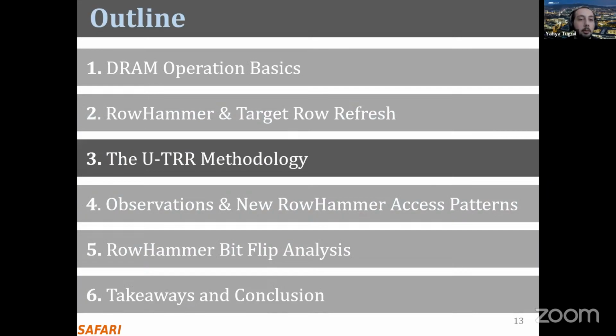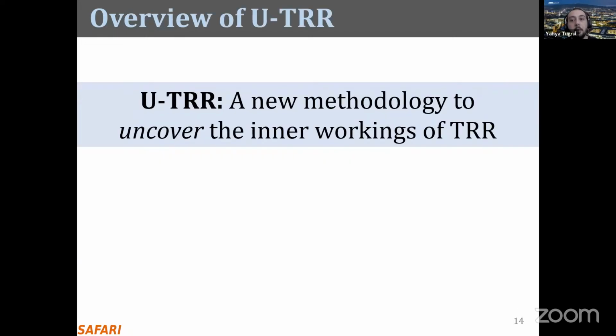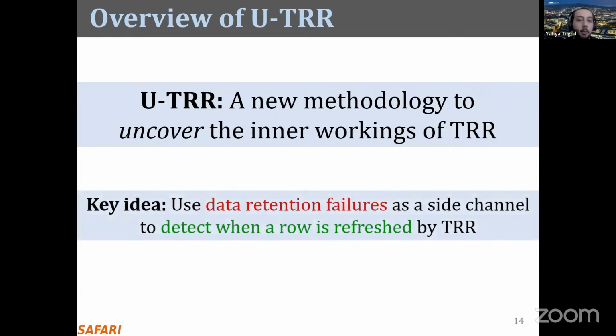Now I will be talking about our methodology for uncovering TRR mechanism operations. We proposed U-TRR, a new methodology to uncover the inner workings of TRR mechanisms. The key idea of U-TRR is to use data retention failures as a side channel to detect when a certain row is refreshed by a TRR mechanism.